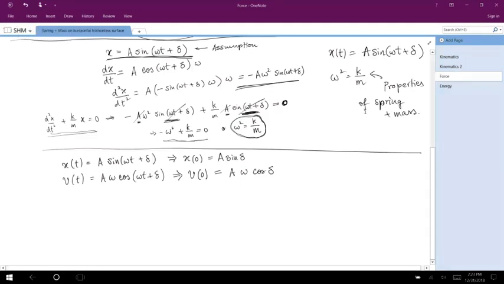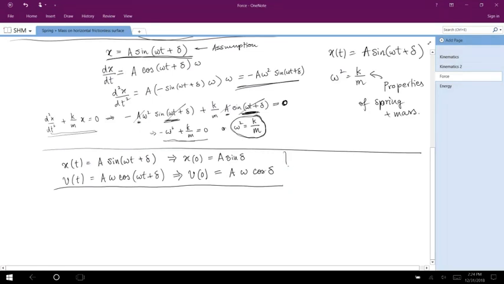Now that we have found the position as a function of time and velocity as a function of time, we can go one step further and use these equations to determine a and delta. So far, a and delta are two unknown quantities in this problem. But notice that in our position as a function of time, if we put t equals 0, then we find that x of 0, x at time t equals 0, is equal to a sine delta. And similarly, if we use the velocity expression, we find that the velocity at time t equals 0 is equal to a omega cosine of delta.